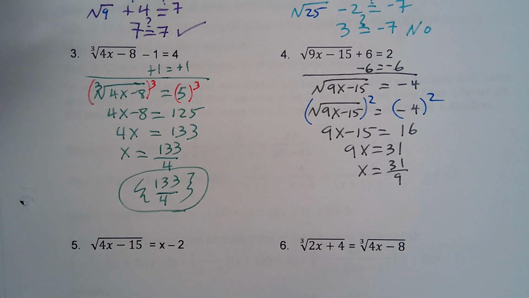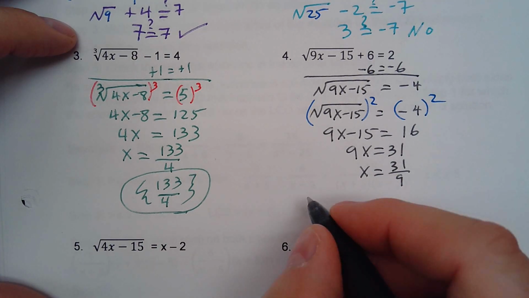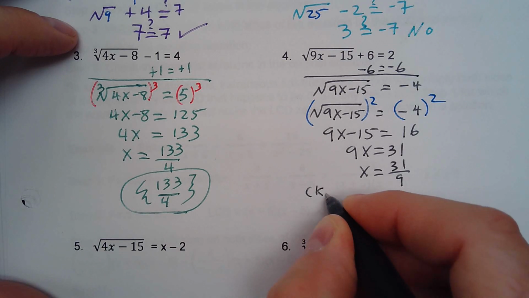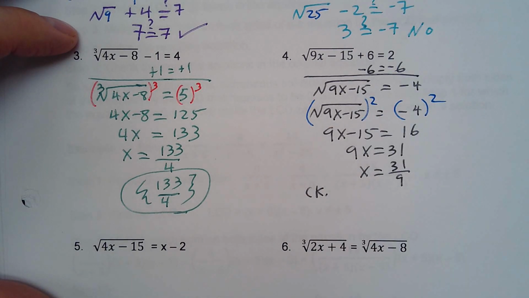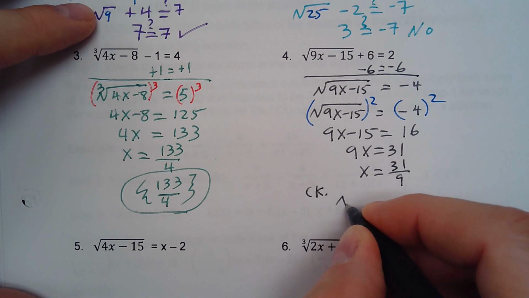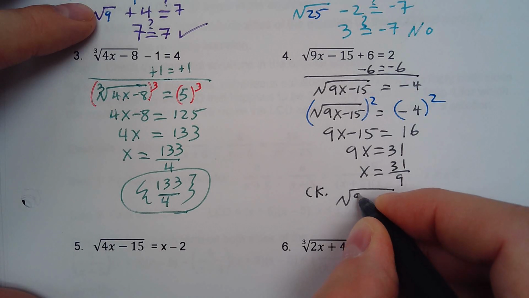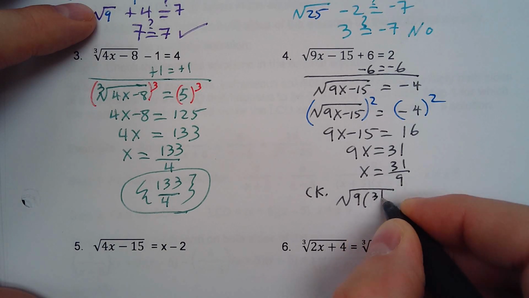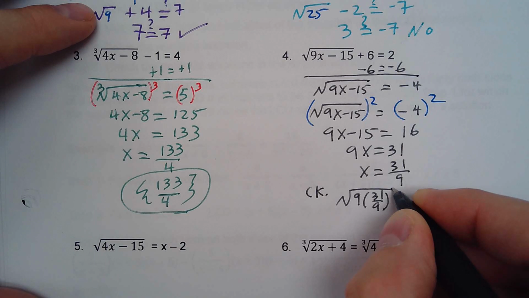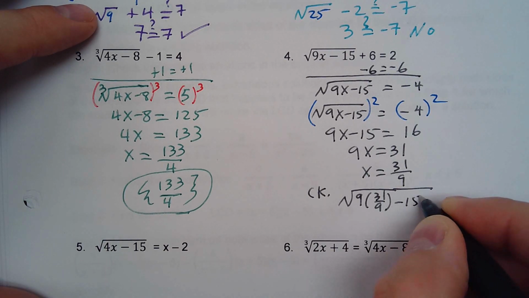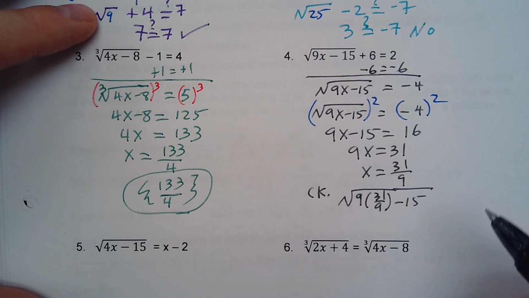So again, we have to do the check here because we raised both sides to an even power. So I'm looking at the square root of 9, 31 over 9, plugging that in, minus 15. Remember, I'm going back to my original equation.